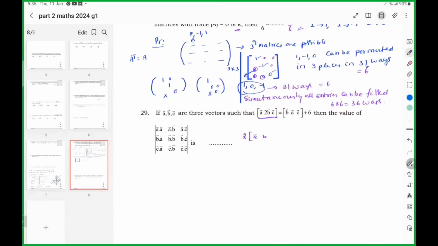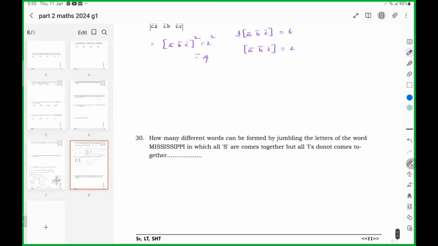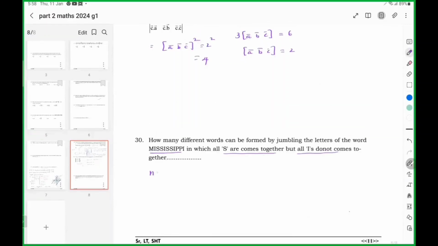Here it is, box product is a determinant, 2 times box of ABC is here minus ABC plus 3 times ABC, so box of ABC will be, this is nothing but box ABC whole square, which is 2 square, 4.